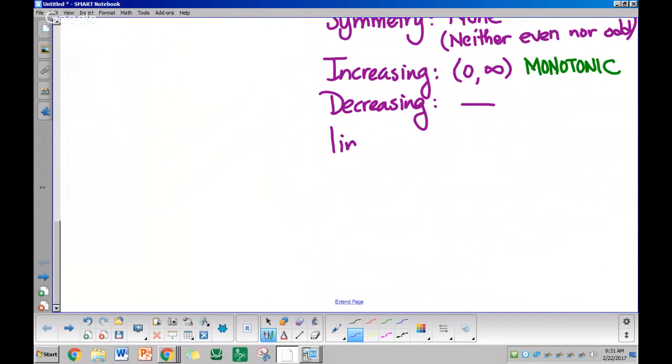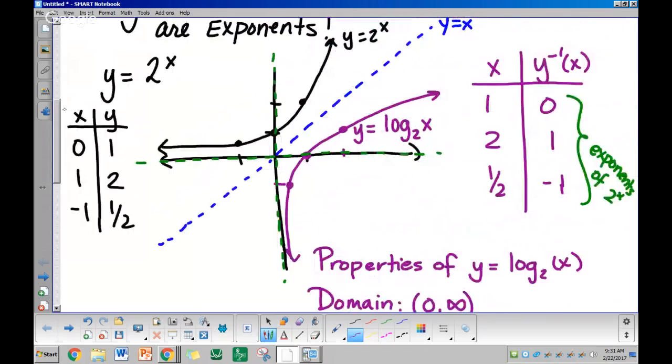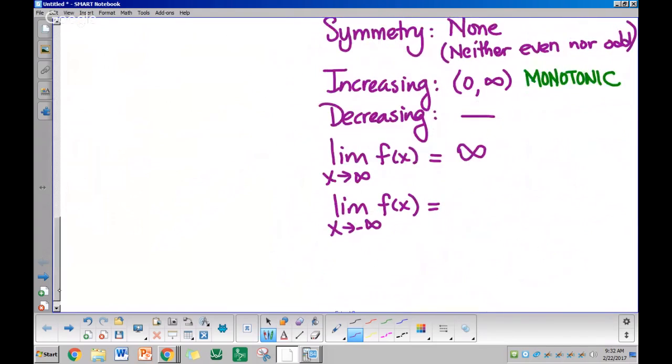Let's do the end behavior limit. The limit as x goes to infinity of our f of x here is infinity. Good. Now watch it here. The limit as x goes to negative infinity. Does my function exist at x equals negative infinity? No. So that means the limit will not exist. So we're going to write this as DNE.